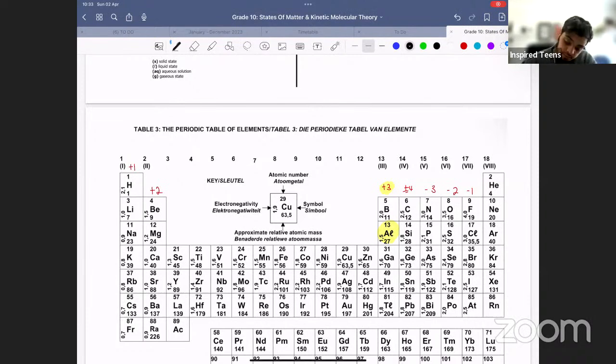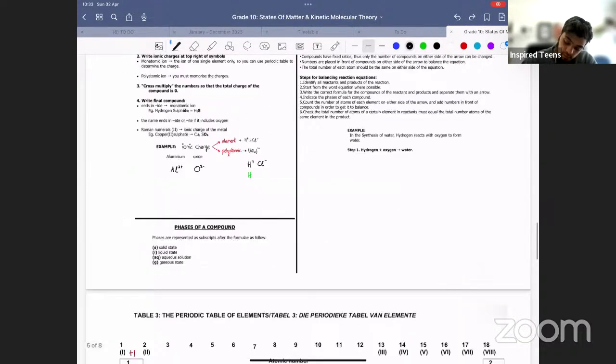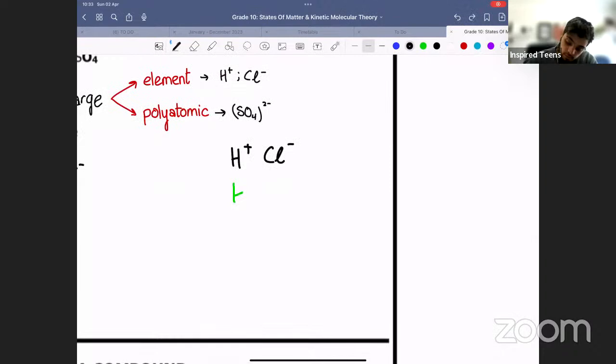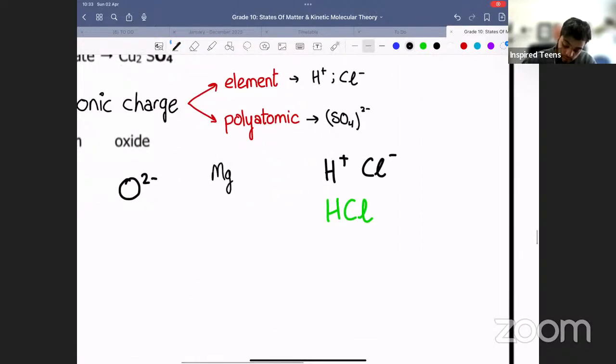Okay, let's do this one. Mg2 plus and Cl minus. So an atom with a charge of 2 plus and another atom with a charge of 1 minus. So basically we cross it. What do we mean by cross it? The charge of Mg becomes the subscript of Cl, and the charge of Cl becomes the subscript of Mg. Does that make sense?